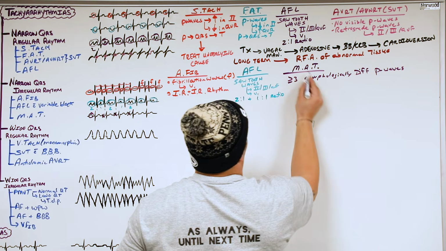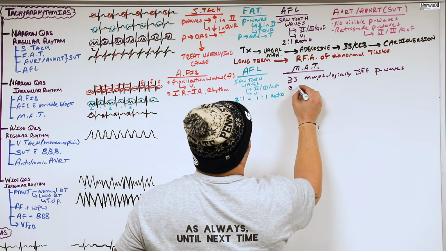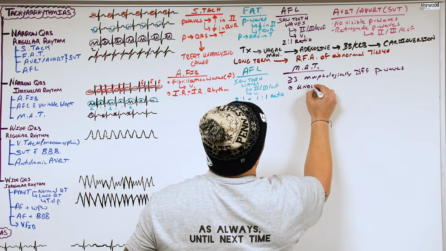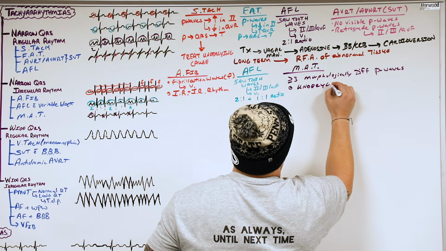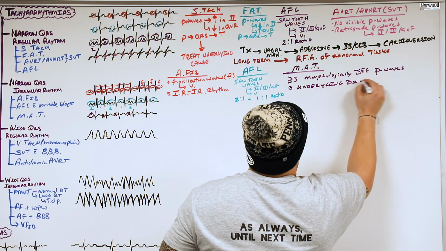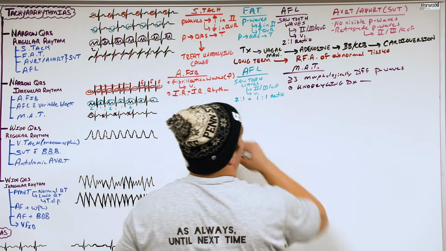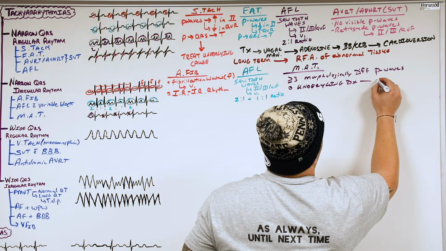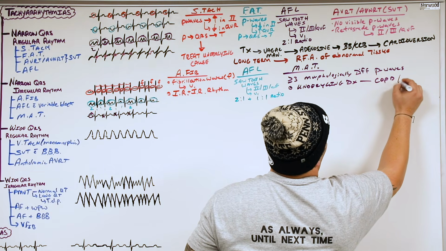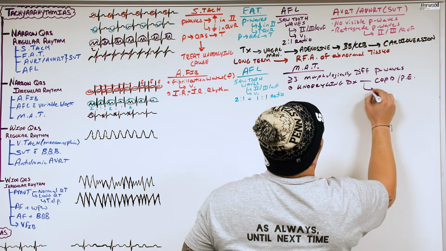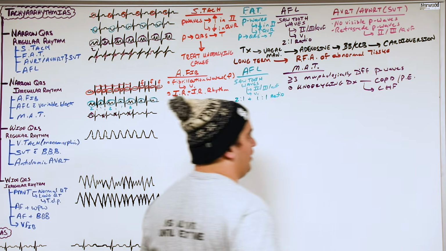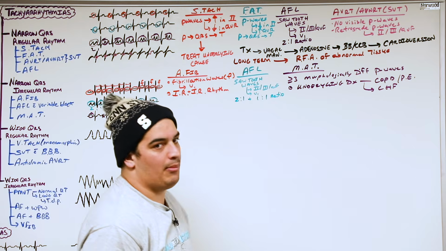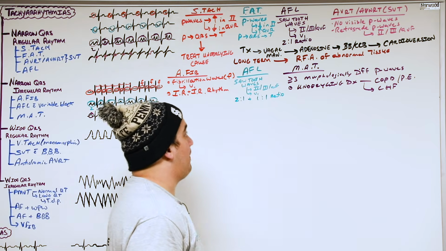The next thing I want you to remember with multifocal atrial tachycardia is that they have some underlying disease that's causing this. And if you fix that, it fixes the issue, kind of like sinus tach in a way. This is usually due to some type of lung disease like COPD or maybe even a pulmonary embolism, or due to an underlying heart failure. These are 2 big conditions you guys want to remember with multifocal atrial tachycardia.